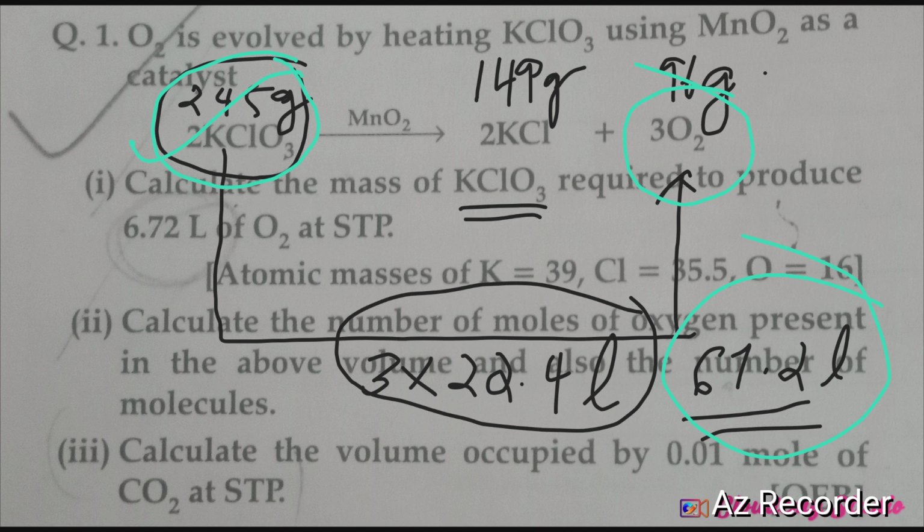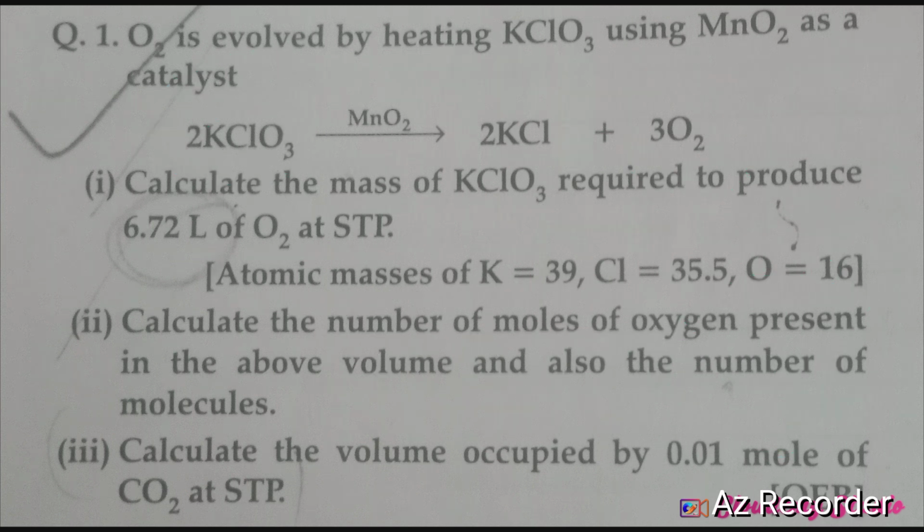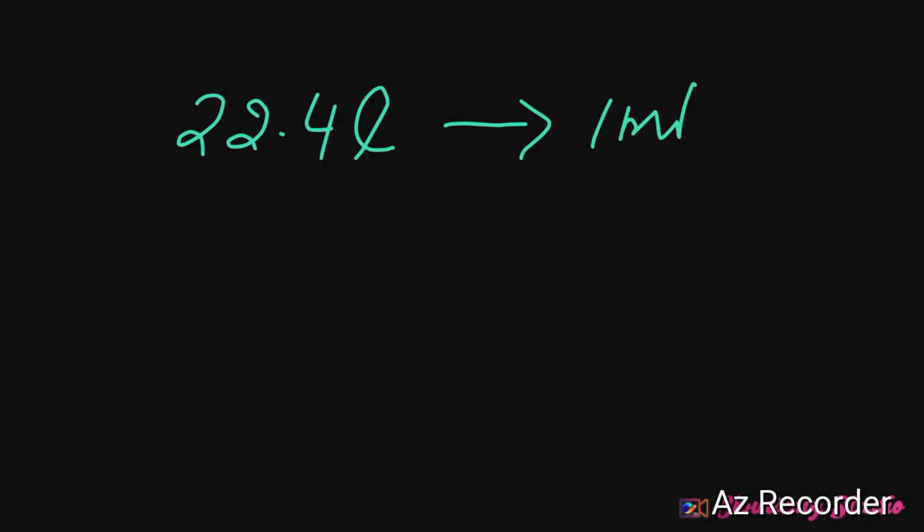And the next question, we are asked to calculate the number of moles of oxygen present in the above volume. Here the volume is given, 6.72 liters of oxygen. We need to calculate the number of moles as well as the number of particles. So now we are going to make the comparison based on the fact that 22.4 liters is equivalent to 1 mole. We have already discussed the details about this in the first video.